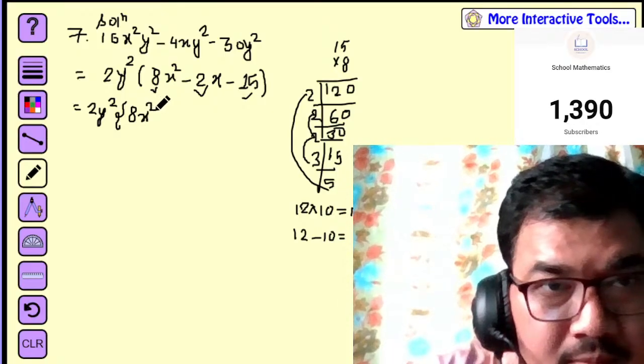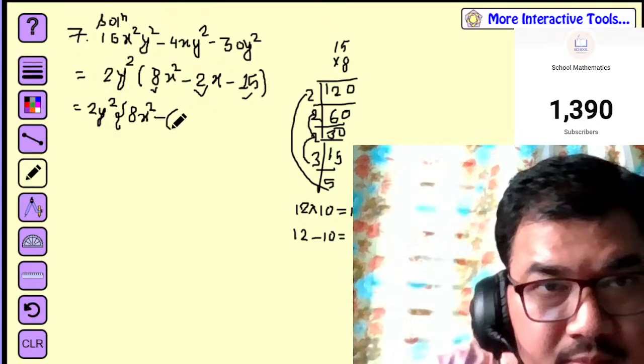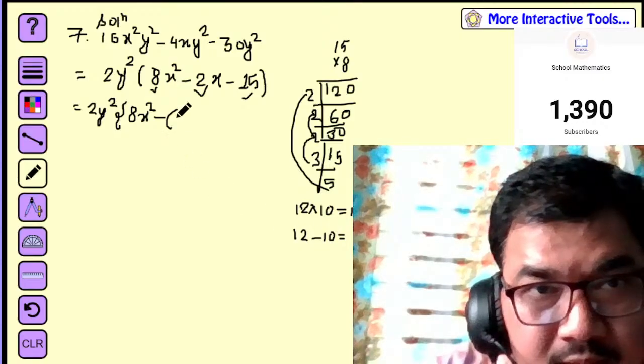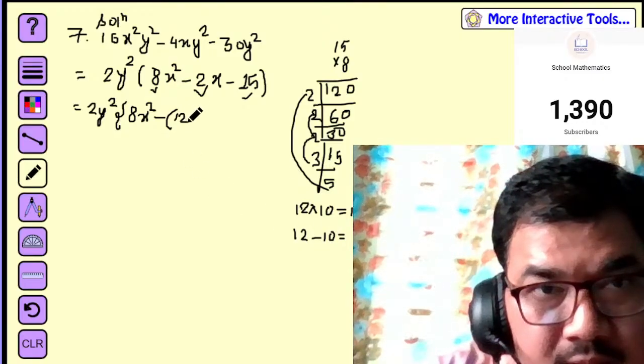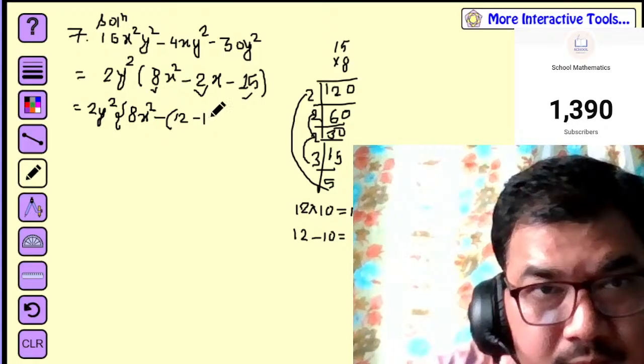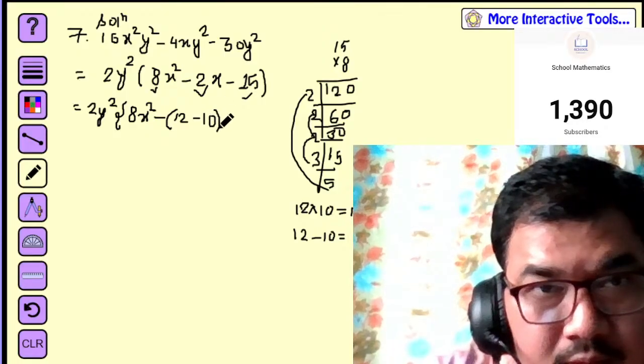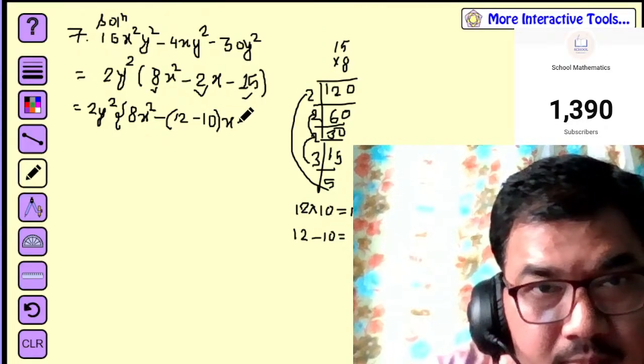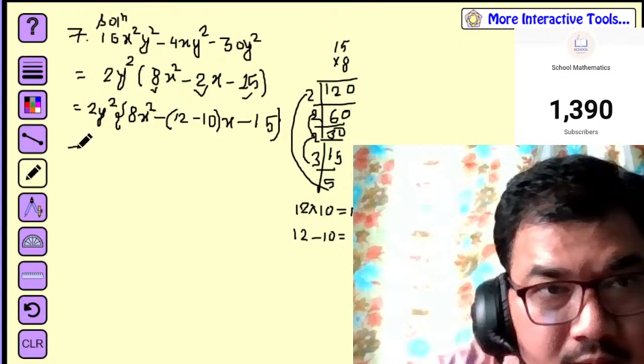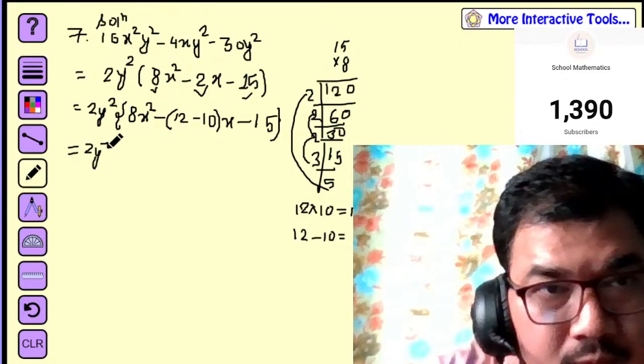8x square, right, is same, and minus, in place of 2 we need to write now 12 minus 10. Write it 12 minus 10, okay. 12 minus 10 here, and write it this x, okay, and minus this is 15, okay. Then curly bracket close here, and then equals to this one first factor at same 2y square.